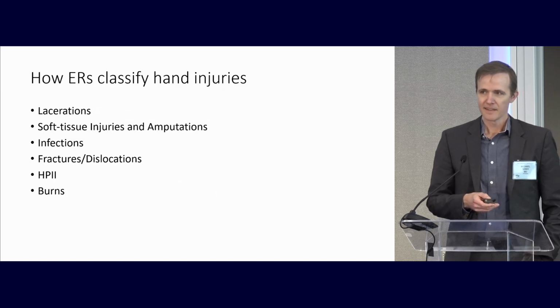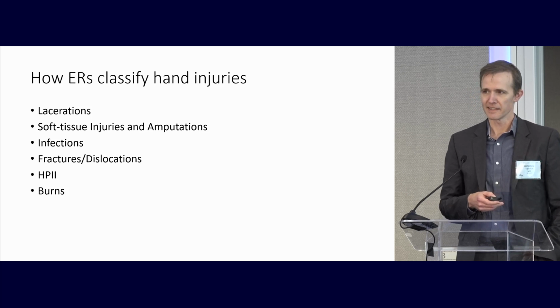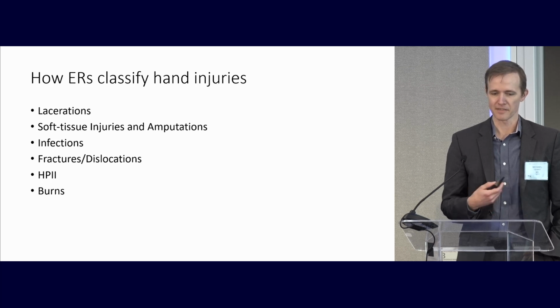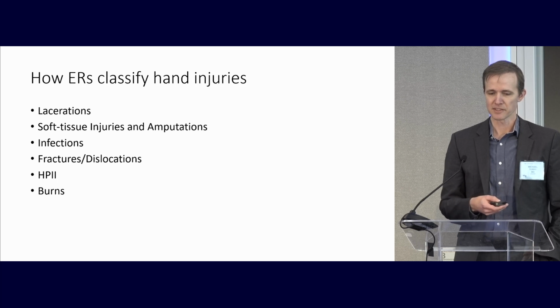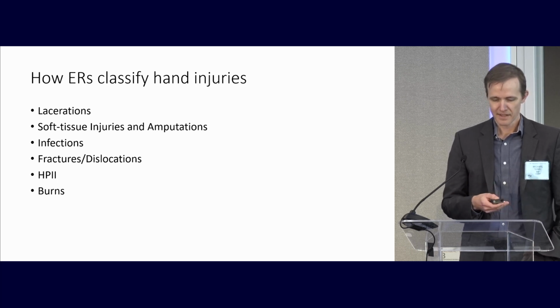So, we all get patients referred from the ER, and it's helpful to get into the ER mindset about how they think about hand injuries. I mean, pretty straightforward. There's lacerations, soft tissue injuries, amputations, infections, fractures, dislocations, maybe high pressure injuries, and burns.